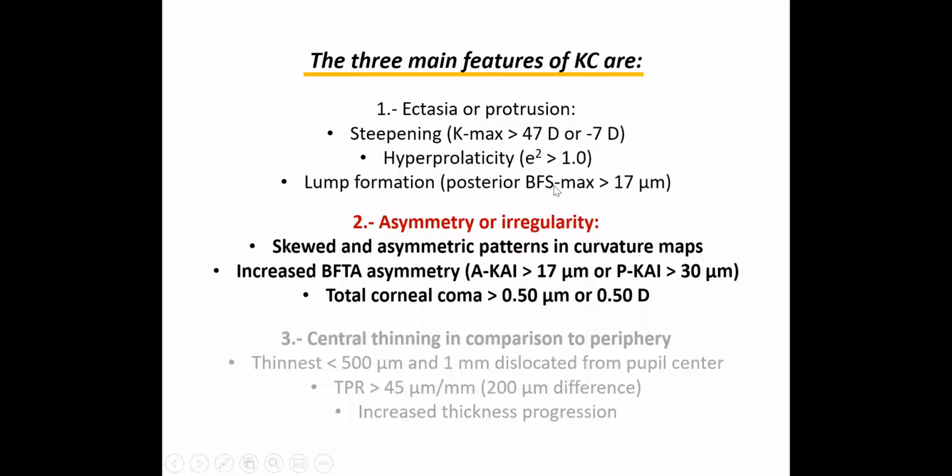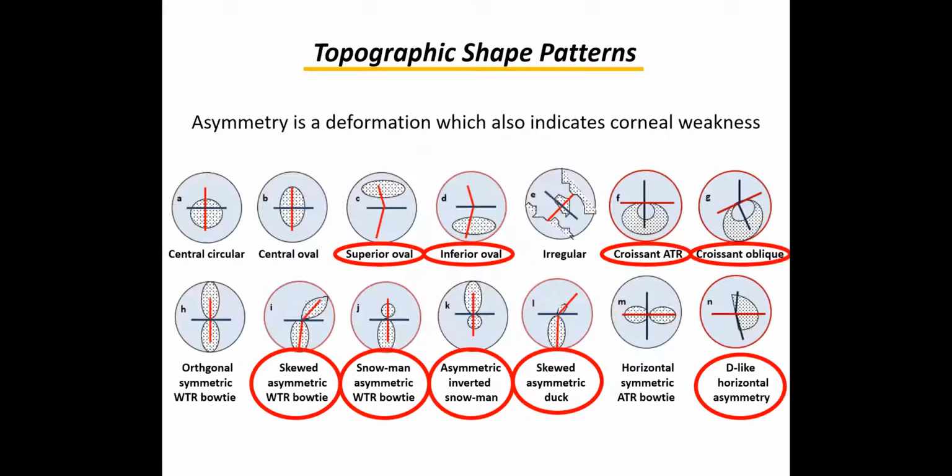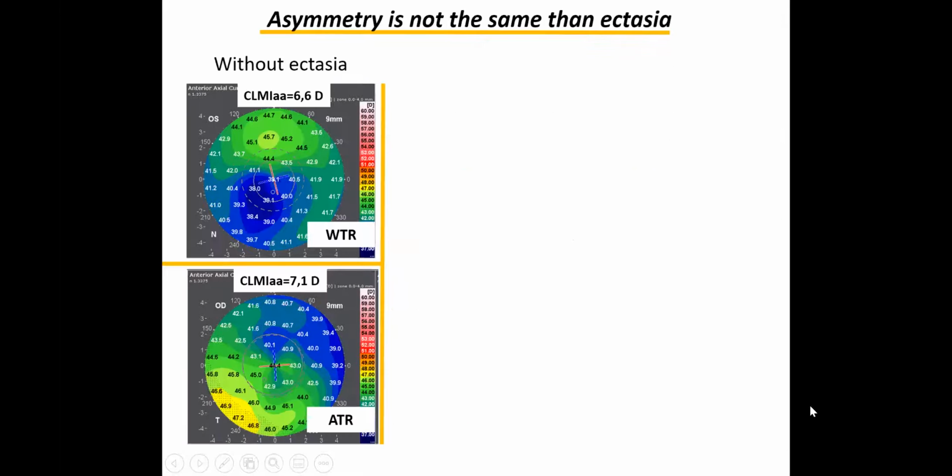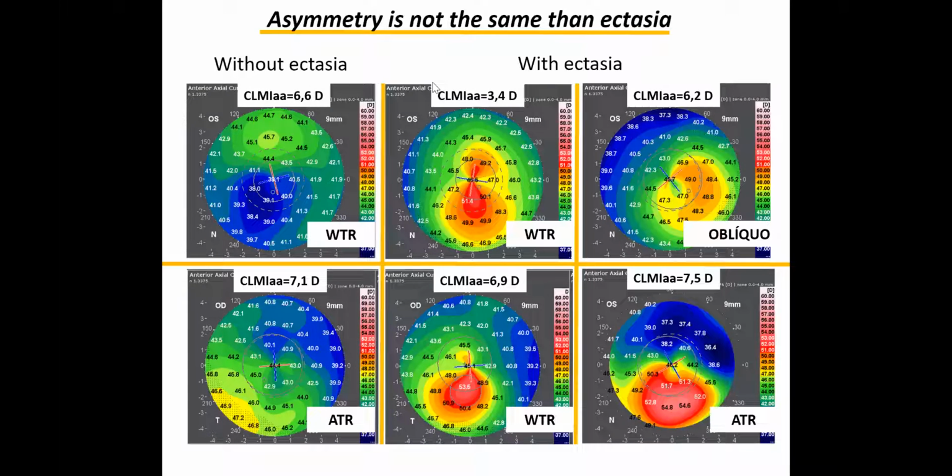So the second feature of keratoconus is asymmetry. And Galilei is perfect to see asymmetry. Asymmetry in Placido topography and in the Galilei is recognized by the patterns. But patterns may be affected by different things. An asymmetric pattern doesn't mean the same as having ectasia or a lump. We have asymmetry after refractive surgery, okay, and we have asymmetry with ectasia.